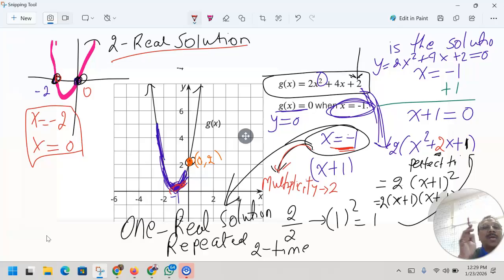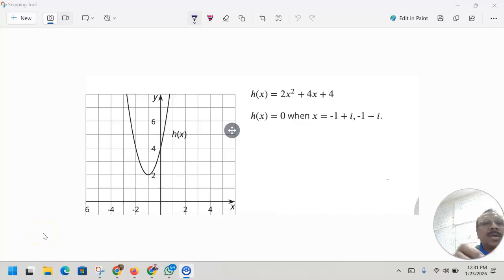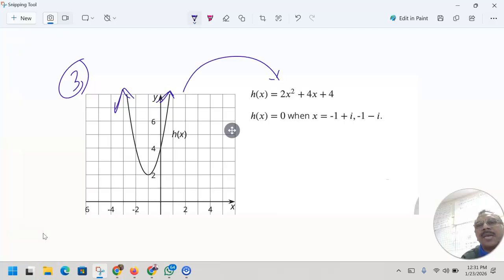That's all it is for this problem. Let's move to the next one. So this is the third example, which clearly shows a parabolic shape which opens up because of the quadratic. The degree is 2.